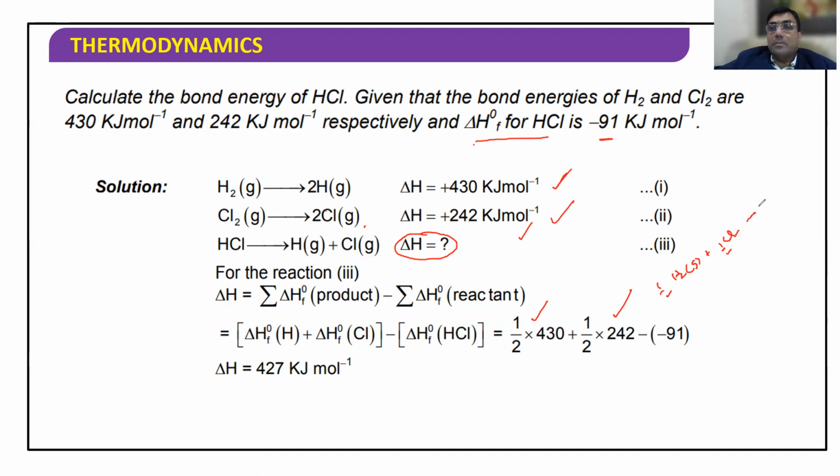Heat of formation is for 1 mole. Half H2 gas plus half Cl2 gas gives HCl gas. Delta H is equal to minus 91, which is given. Clear or not? So when you do minus, you'll get this. You have to manipulate these reactions 1, 2, 3 and all to get this. This 1, 2 and the fourth reaction, you manipulate to get this reaction. Clear or not?